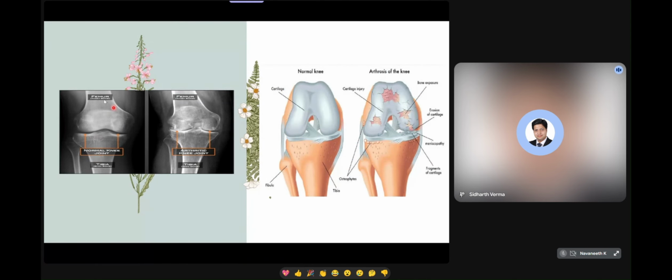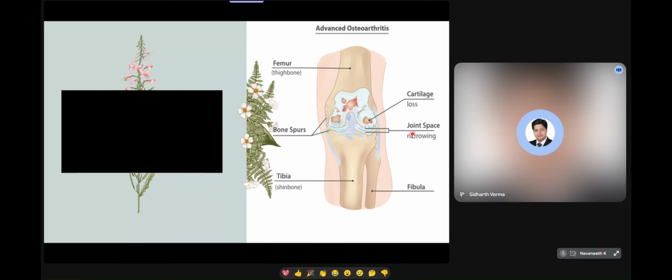So on your left is a normal knee joint. This you can see my pointer moving, and on the right is an arthritic knee joint. That means you can see the bone margins are healthy here, the bone margins are not healthy here, and there is no space in between these two, which says that the meniscus has already given away. And in this diagram you can also see the normal knee on the left side and the arthrosis of the knee on the right side, where you can see cartilage injuries, bone exposure, then osteophytes, then meniscus issues, and then fragments of cartilage which have come out.